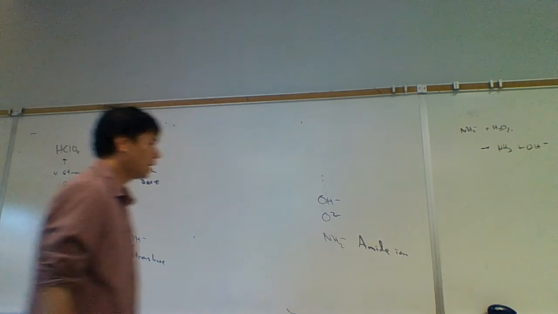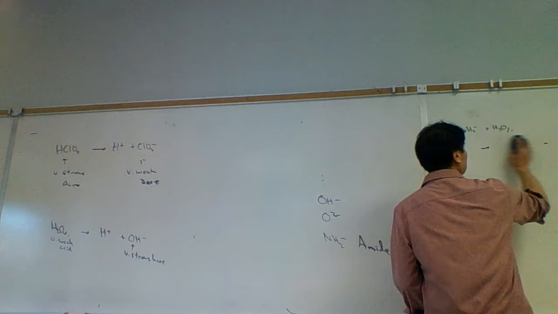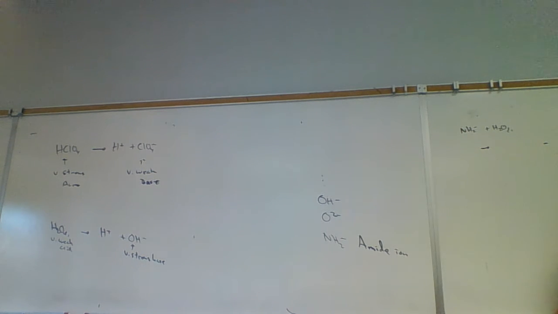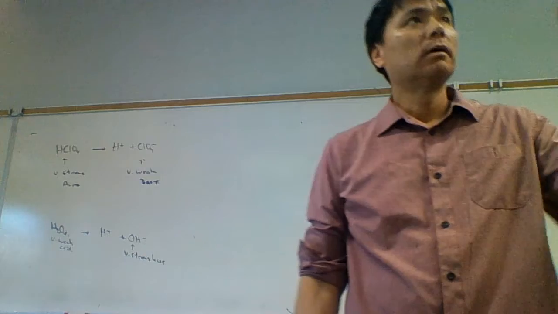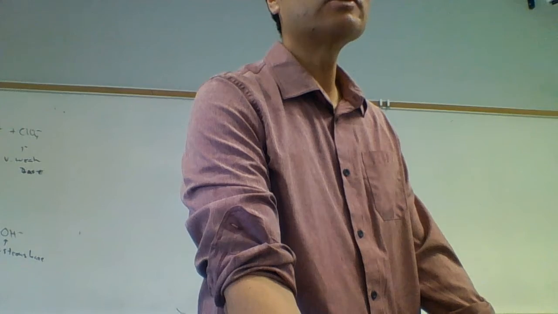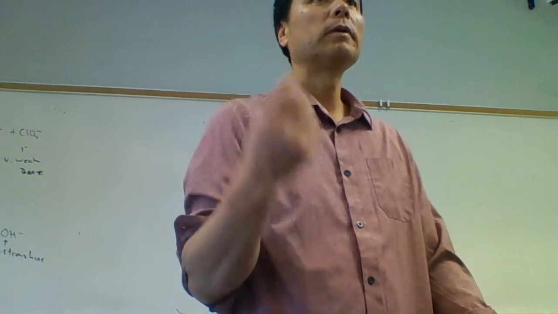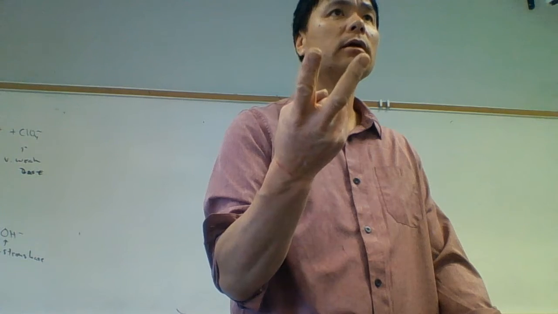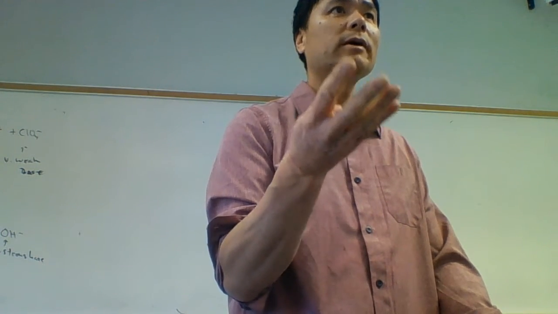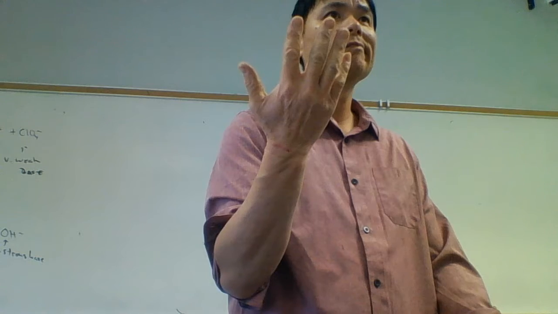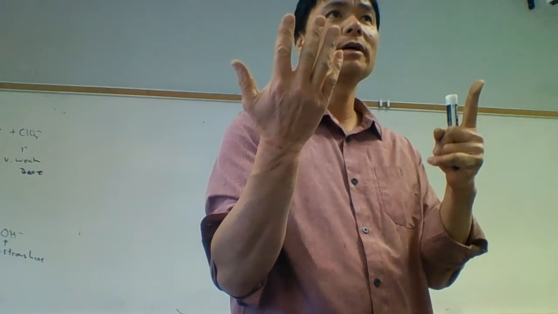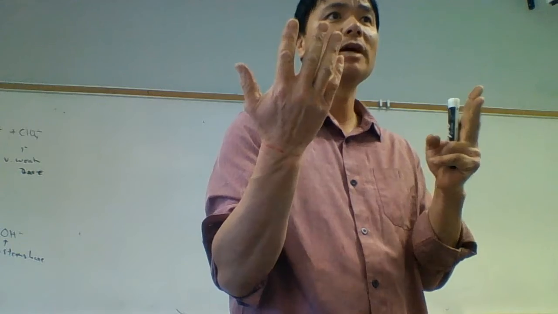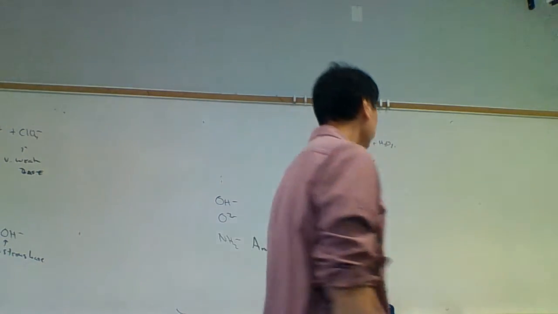Okay, so basically, for acid-base properties, we consult a chart. We don't memorize that chart except for the 7 strong acids. Do you remember what the 7 strong acids are? Perchloric, chloric, hydroiodic, hydrobromic, hydrochloric, sulfuric, nitric. Yeah, we memorize those.